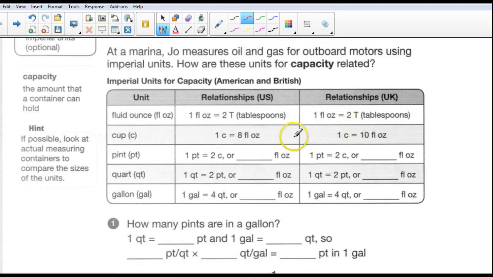Okay, so we're going to be talking about capacity. At a marina, Joe measures oil and gas for outboard motors using imperial units. Okay, so the capacity units we're going to be talking about right now are in imperial. How are these units for capacity related?